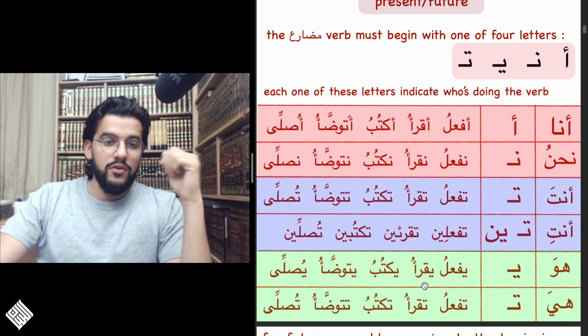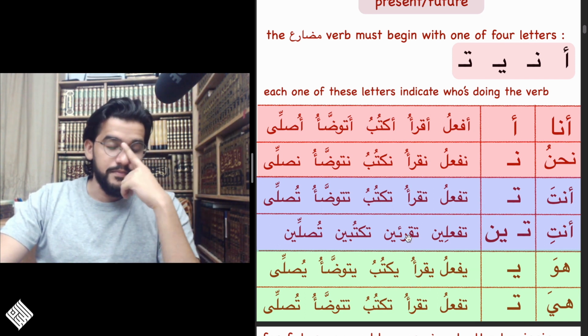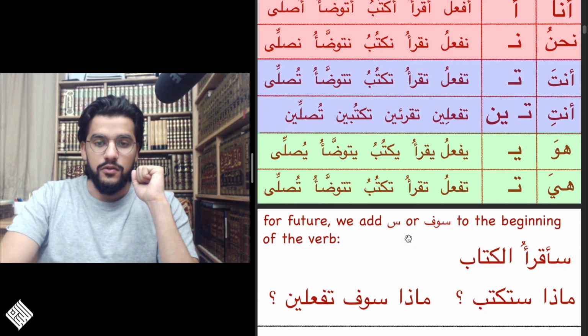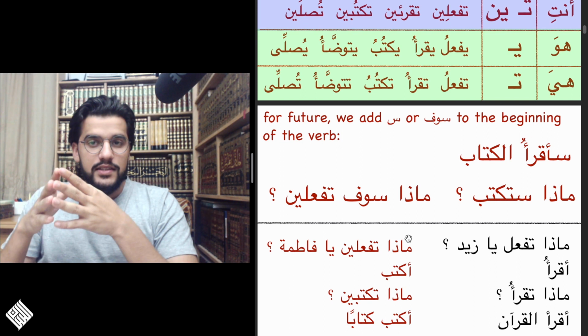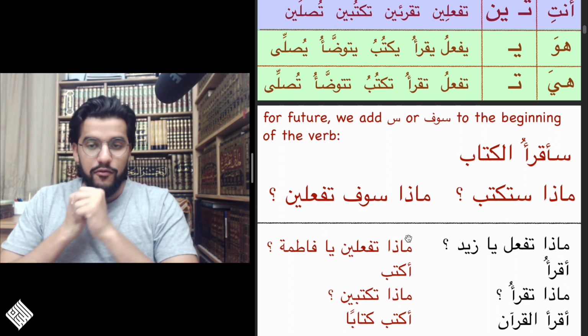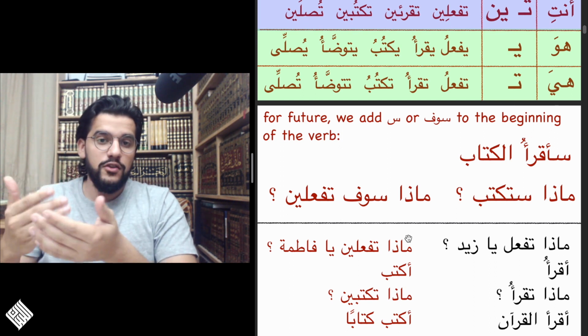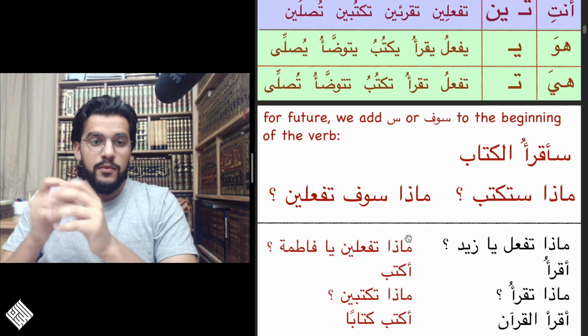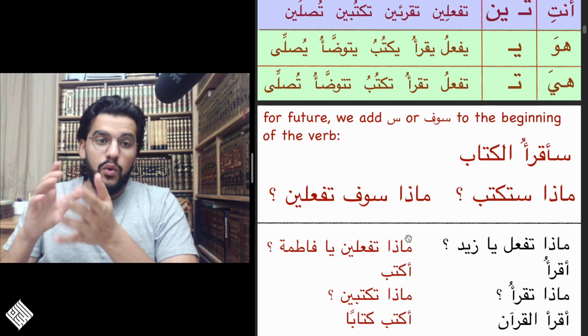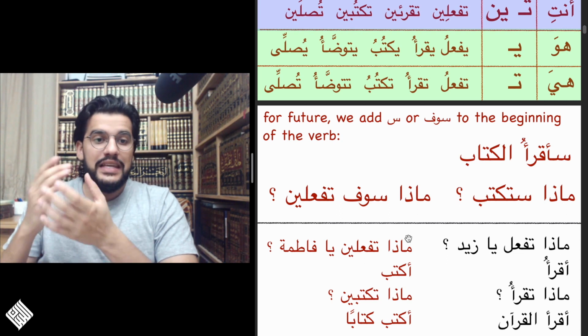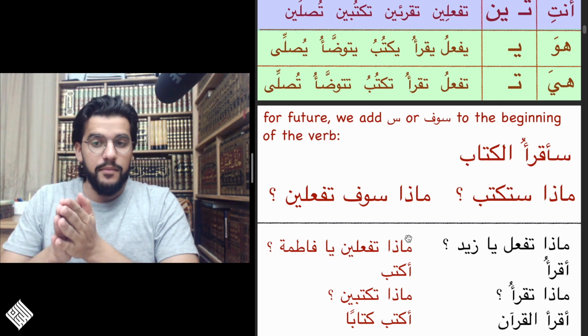تفعل تقرأ تكتب and so on. Now let me scroll down for you. Alright. Now remember we said الفعل المضارع is present / future verb, right? Now how do I use مضارع for future? The most simple way for that is to just add sa or سوف to the beginning of the verb.